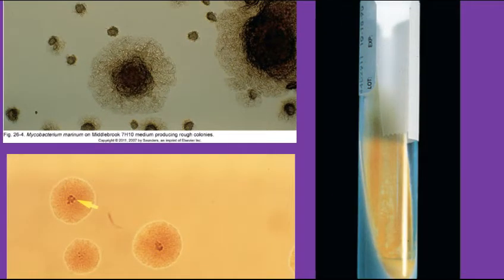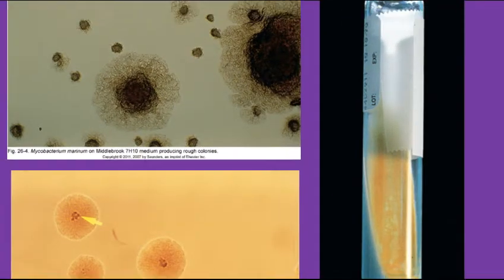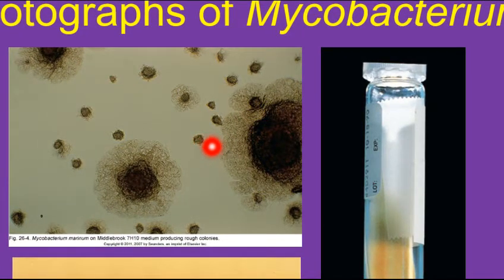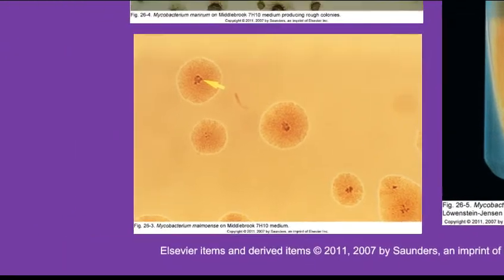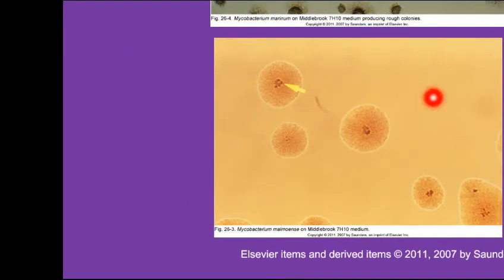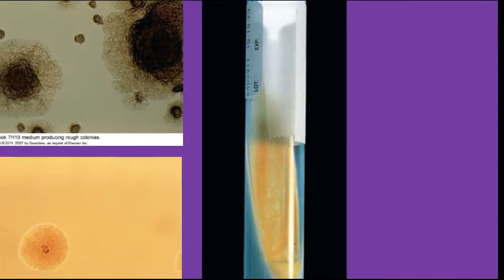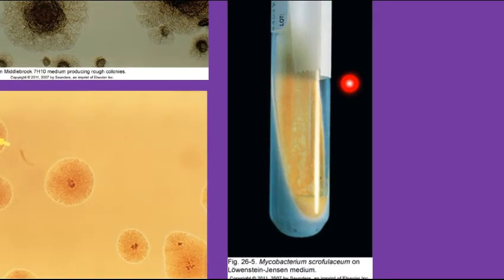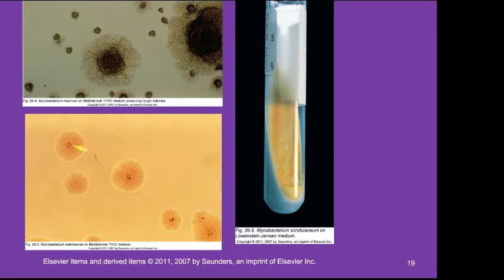Okay, let's enlarge. This one is Mycobacterium marinum on Middlebrook 7H10. Again, Mycobacterium marinum on 7H10 medium. This one is M. malmoense on Middlebrook 7H10 medium. Malmoense. And this one is Mycobacterium scrofulaceum on Lowenstein-Jensen medium.